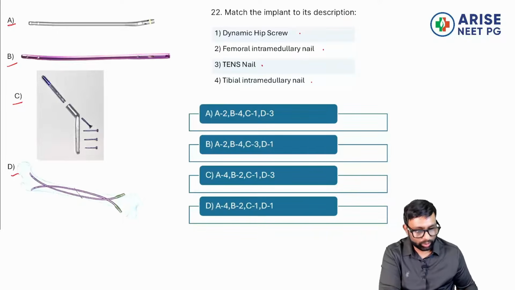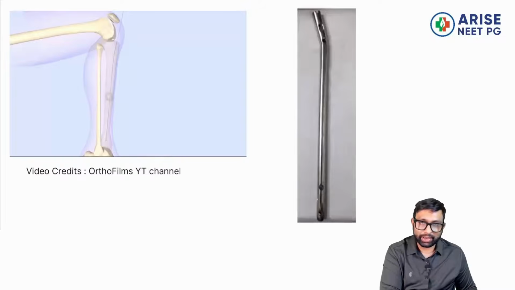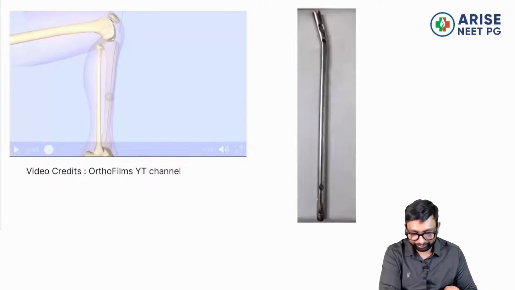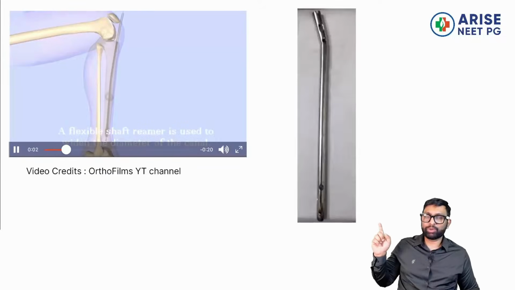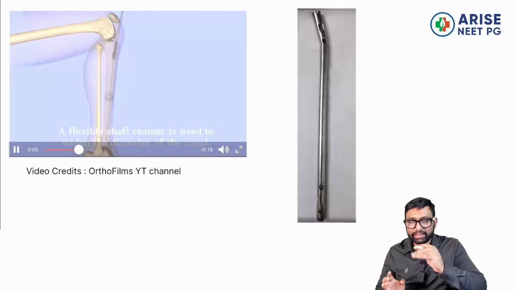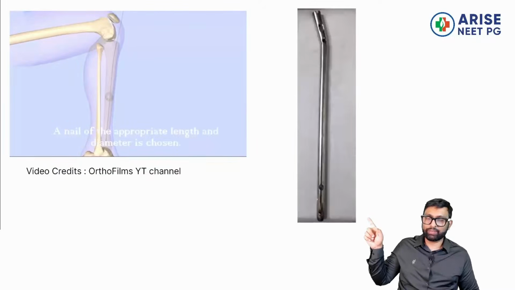Okay, so the way you understand this is that to put a nail in the tibia, this is how it is done. To put a nail in the tibia, if you can see, there is an angulation. Anteriorly you have to put it. So this is how a tibial nail goes inside. Look at that video.